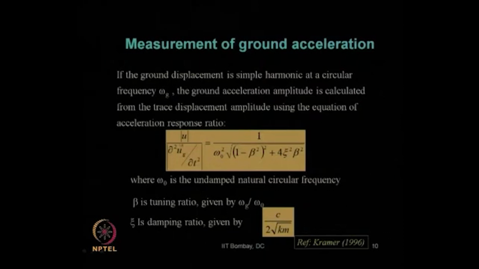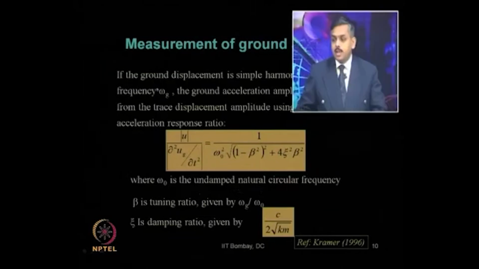Then we have also seen the acceleration response ratio with respect to these parameters, where omega naught is the undamped natural circular frequency and omega g is the circular frequency of the ground, if we express the ground displacement, that is Ug of t, in the form of a simple harmonic equation through the use of the circular frequency omega g.